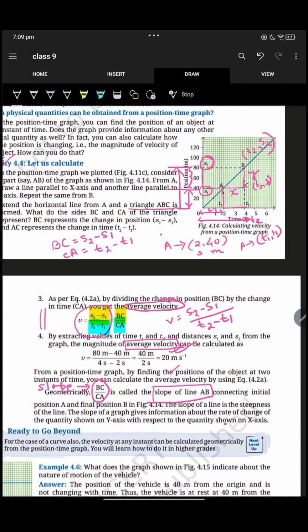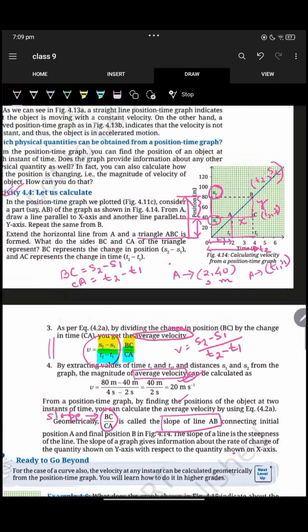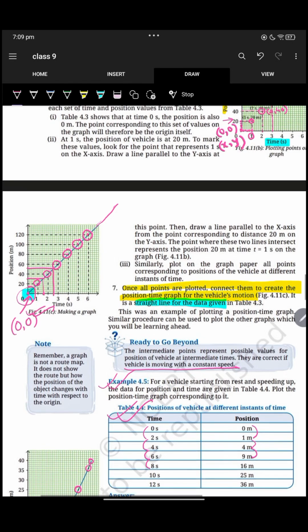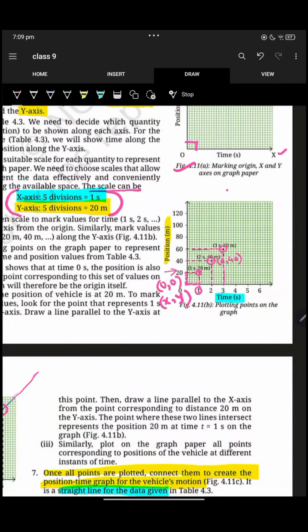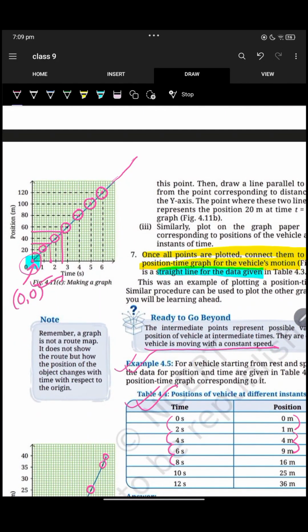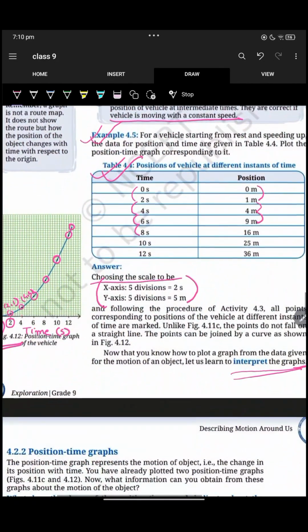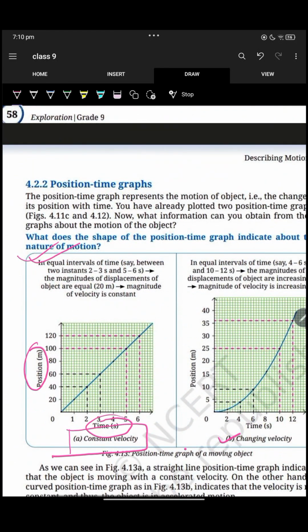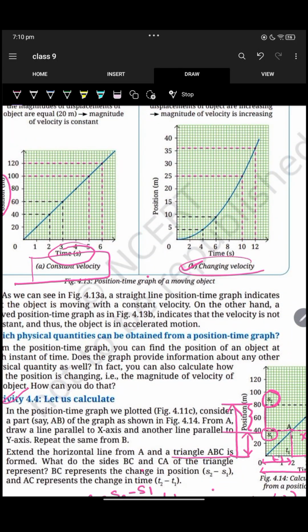In order to understand this, first you have to understand how to form a plot. That is what we started with: how to actually connect the points and draw the plot. If we get a linear plot, what does it mean? It means constant speed. If we get a plot which is a curve, what does it mean? It means the velocity is changing.